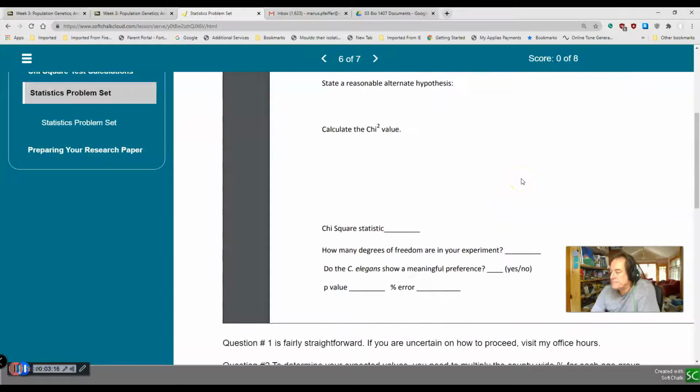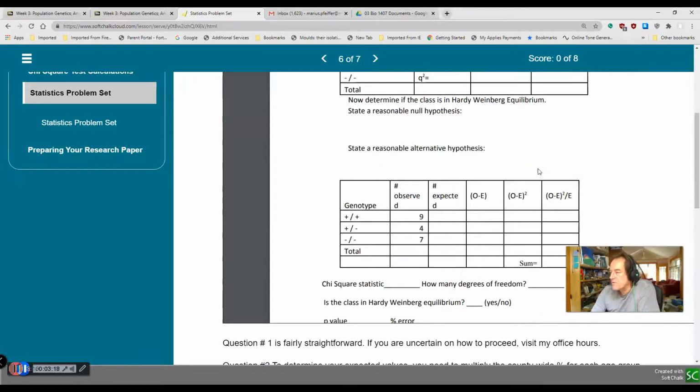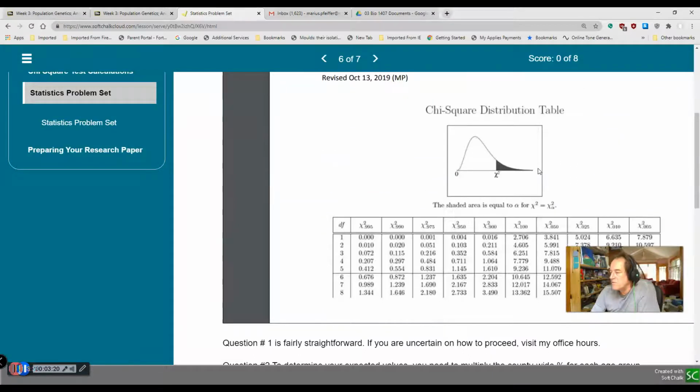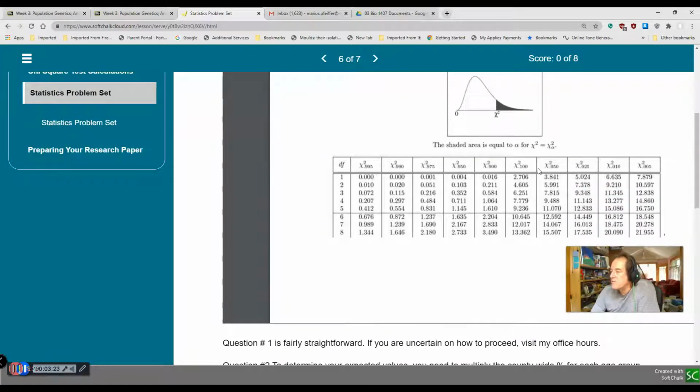All right, and so on and so forth. So work your way through these. If you do have questions, come and ask me. Here is the chi-squared critical values table. And if you've been diligent with the lesson, you know how to work with this.